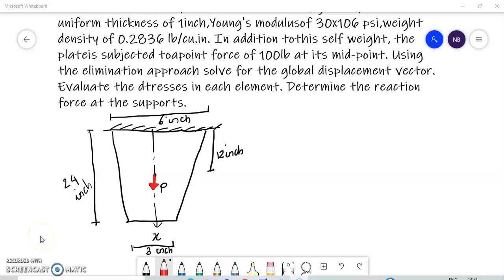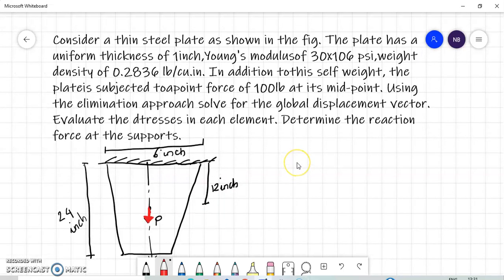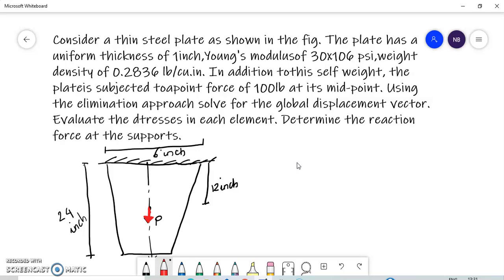Let's take an example of a cantilever one-dimensional bar element. So this is the problem that you're given. A thin steel plate, and the thickness, the Young's modulus and the density are all given in terms of pounds and inches. This unit here, PSI, stands for pounds per square inch. LB stands for pounds. And in addition to these forces, you also have a concentrated force P, which acts at the center of the element.